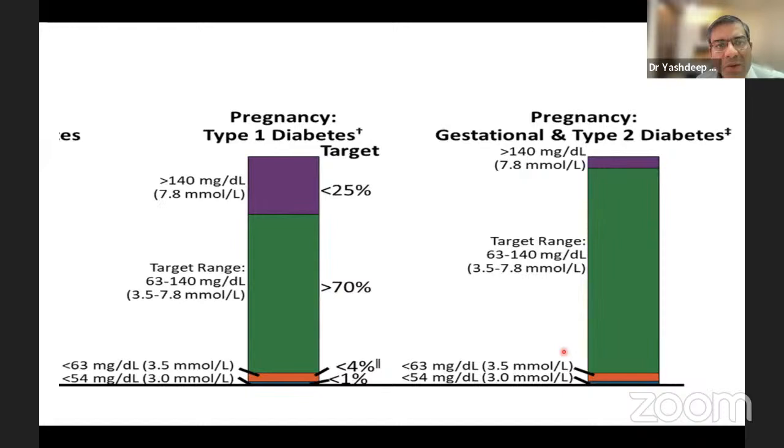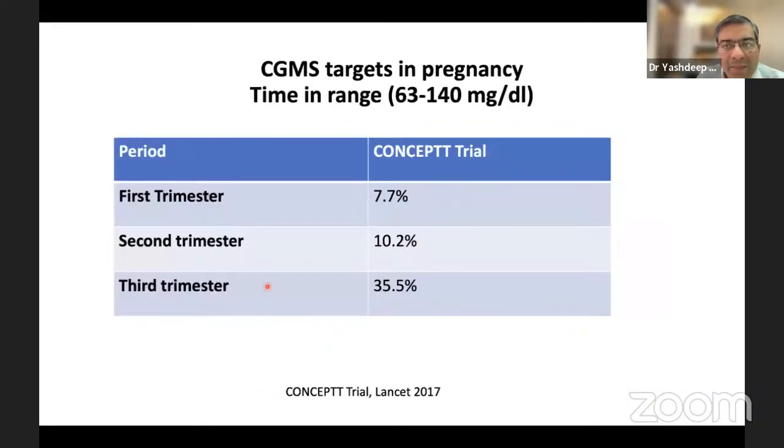Apart from self-monitoring of blood glucose, there are CGMs, which are now used in the care of type 1 diabetes, especially in pregnancy. So these are the targets, what we call the target range, 63 to 140. More than 70% of the time should be within this target range. For hypoglycemia, they should spend less than 4% of the time. And above 140, they should spend less than 25% of the time. So the main thing is that we have to keep women in the target range of 63 to 140 for more than 70% of their time during the day. But even those targets are very suboptimally achieved.